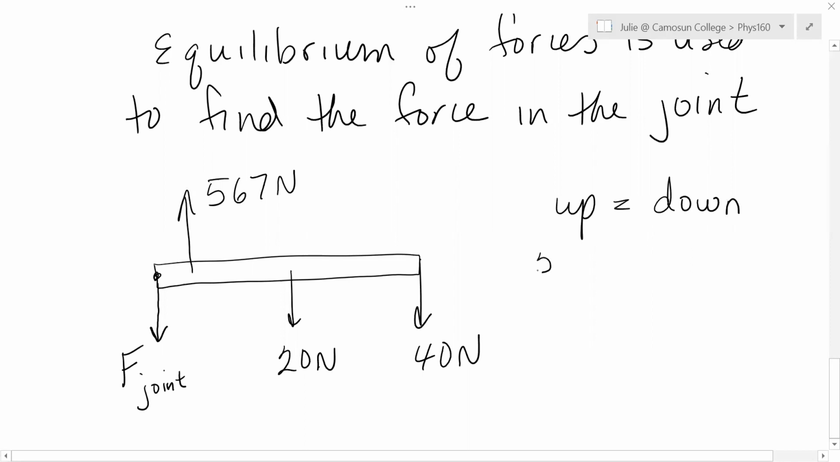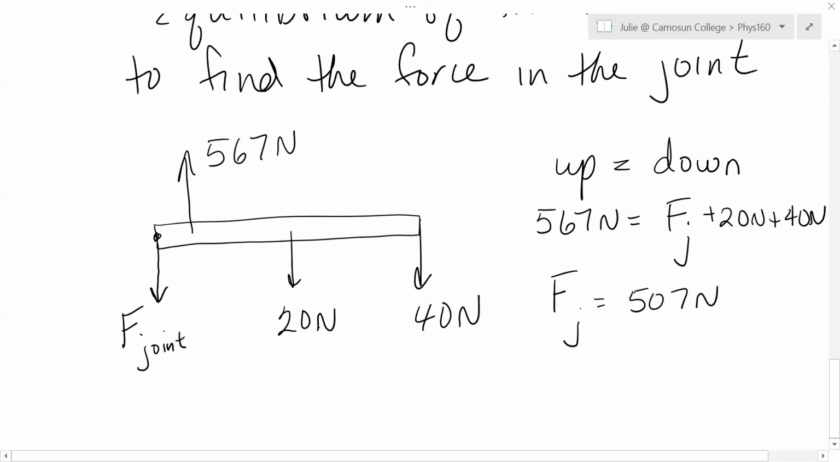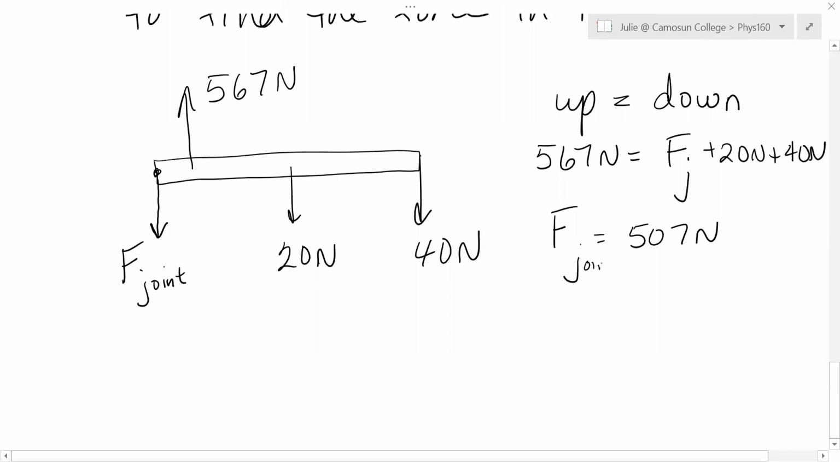So we have the 567 must equal the force in the joint plus 20 plus 40. And so it's a fairly big force in your joint here. 567 minus 60 is 507 newtons. Okay, and so that would be the force on the joint from your upper arm pushing on your elbow.